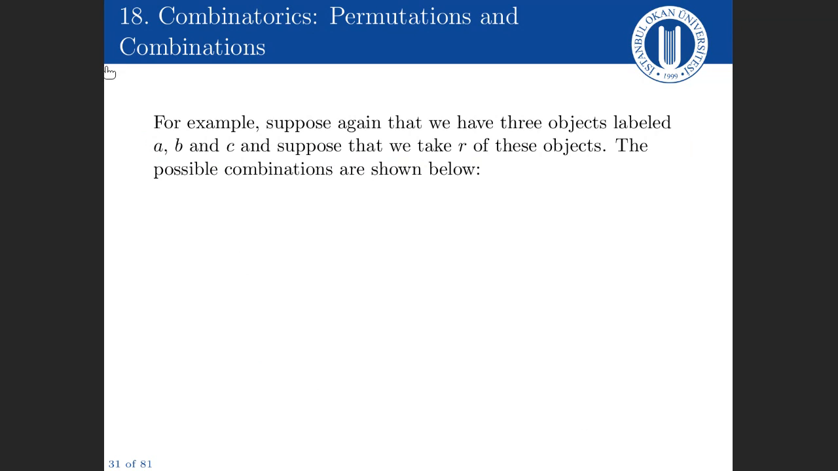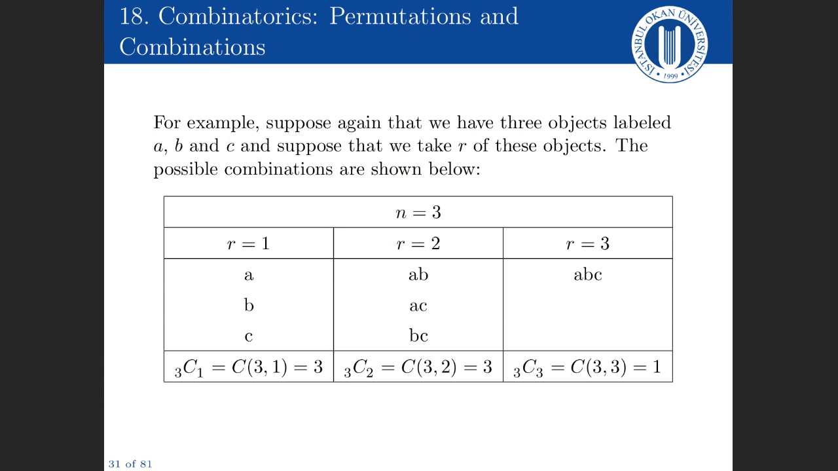For example, let's suppose we have 3 objects, which we call A, B, and C, and let's suppose we take r of these objects. Now remember, we don't care about the order of the objects. First of all, if we take one of the 3 objects, we can take A, or we could take B, or we could take C. We have 3 choices. 3C1 must be equal to 3.